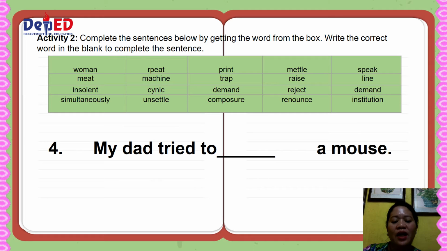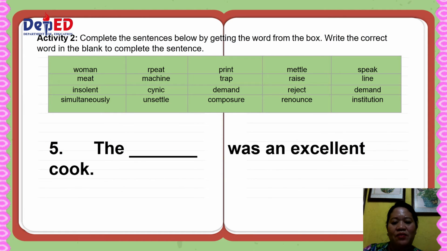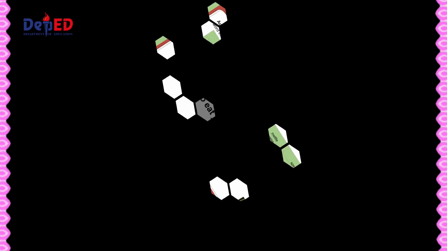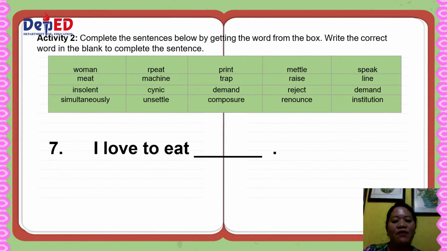My dad tried to blank a mouse. For number 5, the blank was an excellent cook. So look for the meaning of the word from the box to complete the sentence. You may pause and answer. Number 6, I had to blank my hand before speaking in class. 7, I love to eat blank.